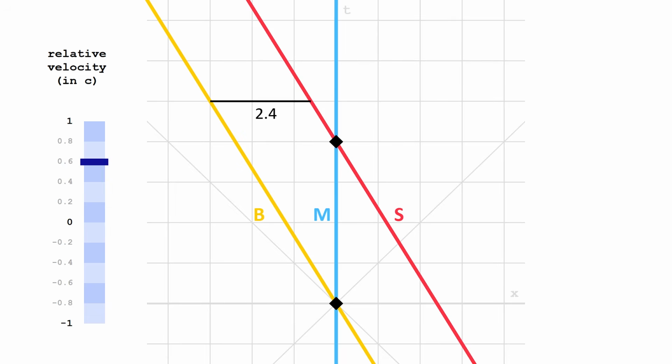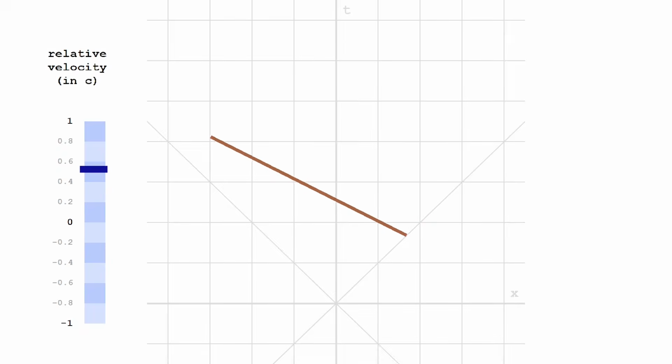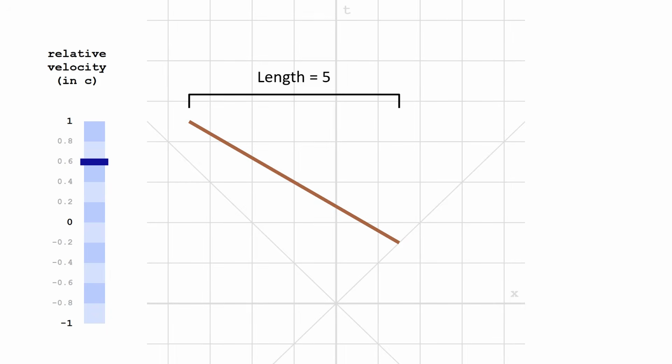But this is just the distance between objects. What about objects getting contracted themselves? Well, if you place down a ladder with a proper length of 4 units, and then transform by 0.6 c, you'll notice it gets longer and is now 5 units long.